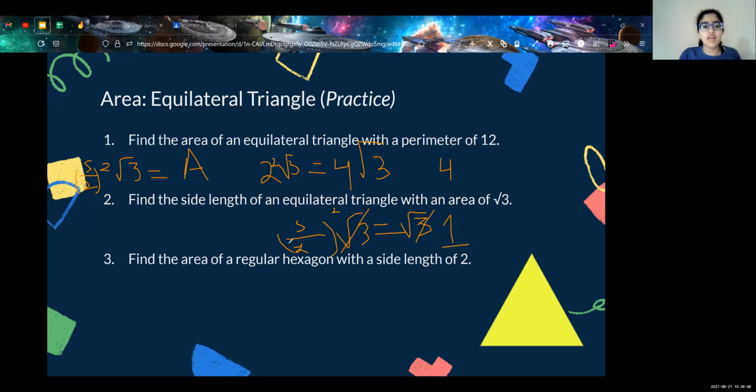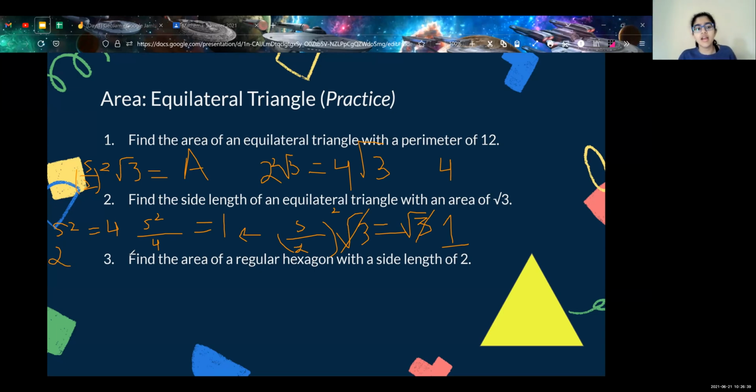And then on the left side, let's open this up. So this goes to s squared over 4 is equal to 1. And then we multiply both sides by 4, and then we get s squared is equal to 4. And then we find the square root of both sides. Technically, s can be plus or minus 2. However, because we're finding the length of something, it will always be positive. So that means that s is equal to 2.